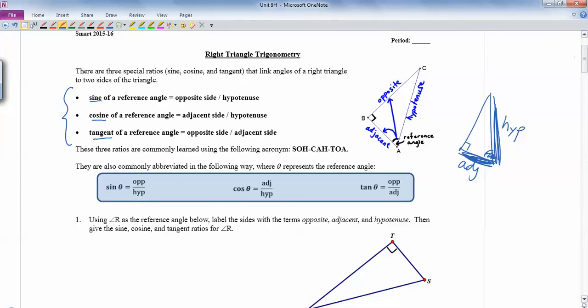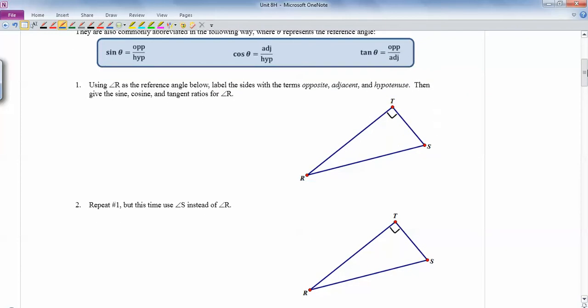The rules for these three trig functions are that sine of your angle is always the opposite side over the hypotenuse. Cosine of the angle is always the adjacent side over the hypotenuse. Tangent of the angle is always the opposite side over the adjacent side. So this won't make a ton of sense until we actually start doing some problems with them. So let's just jump in and see what happens.